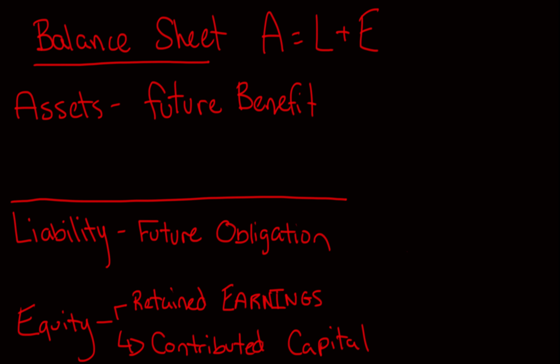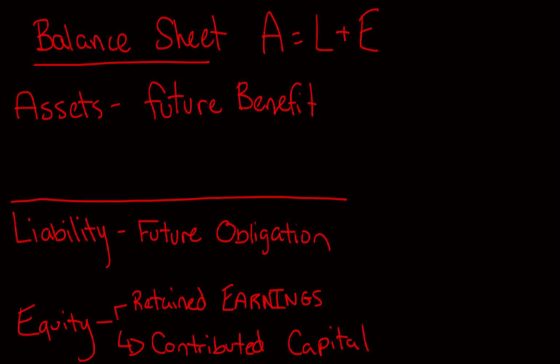Equity is a little bit different. Equity is made up of either retained earnings, which is just a fancy way of saying reinvested profit, or contributed capital, which is when you sell ownership. So people give an asset to a business, usually cash, in exchange for an ownership percentage of the company. So that's what assets, liabilities, and equity are.